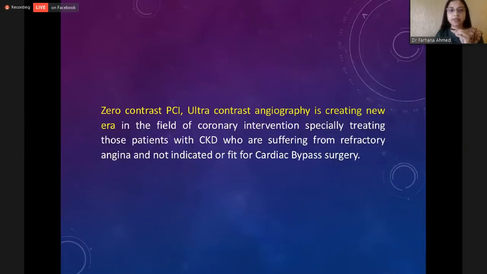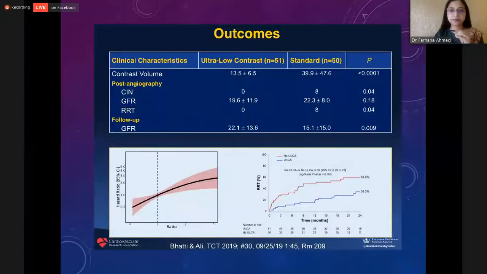So to combat this situation, zero contrast PCI and ultra-low contrast angiography have been developed, creating a new era in the field of coronary intervention, especially for treating those patients with CKD who are suffering from refractory angina and are not indicated or fit for cardiac bypass surgery.